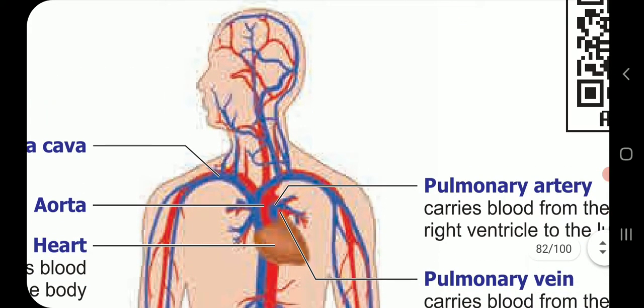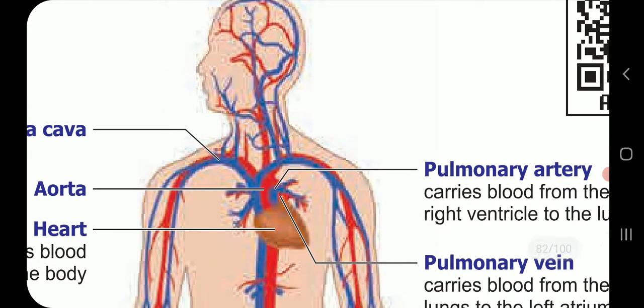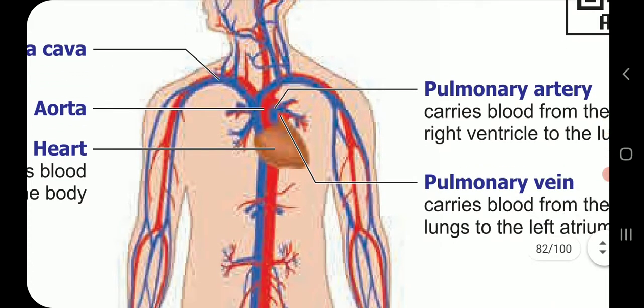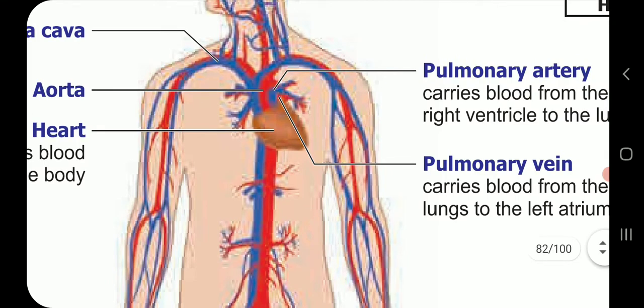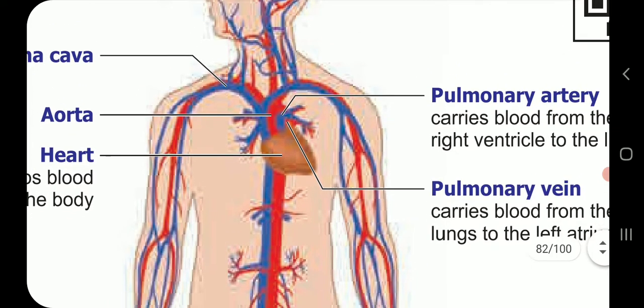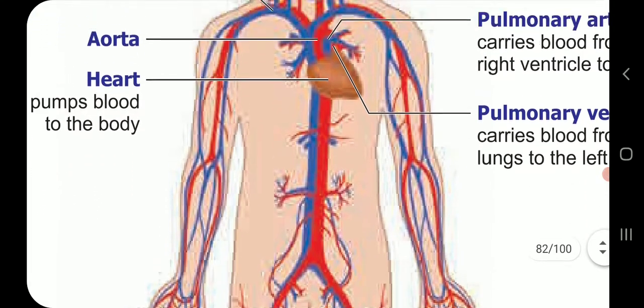This blue color indicates the impure part of the blood, and this red color indicates the pure blood, oxygenated pure blood. And this is the circulatory system.